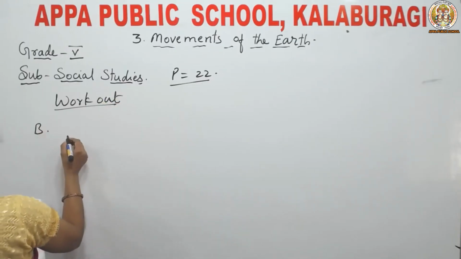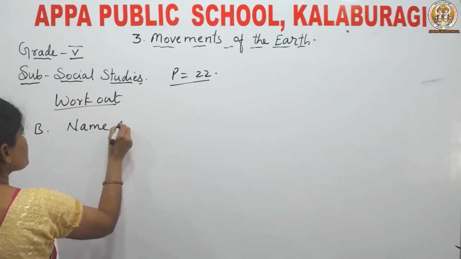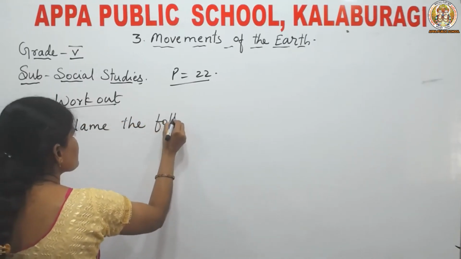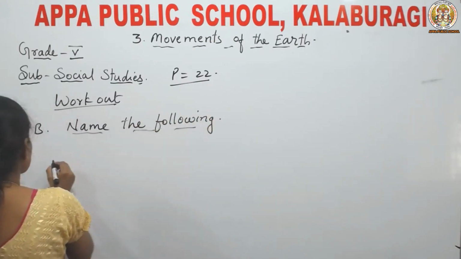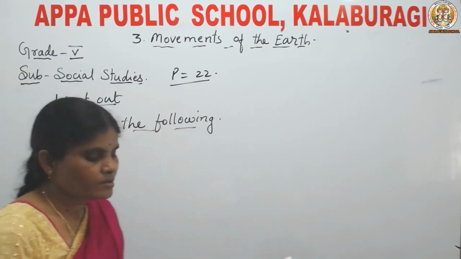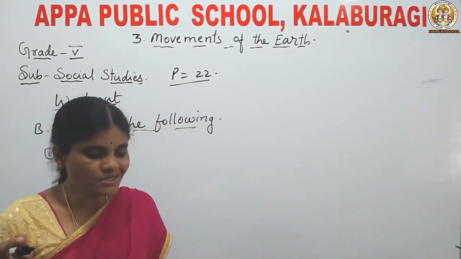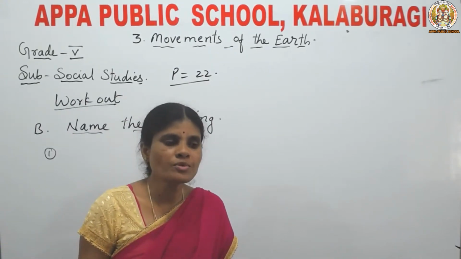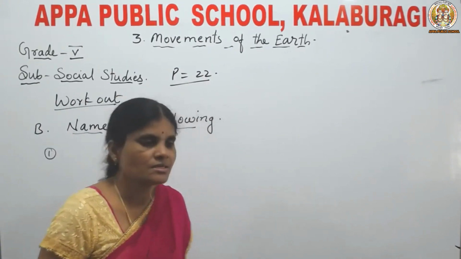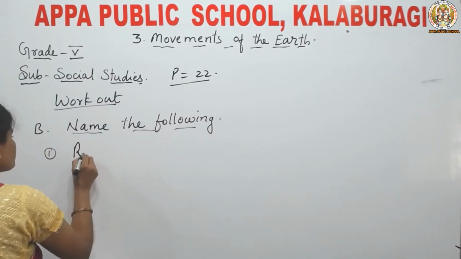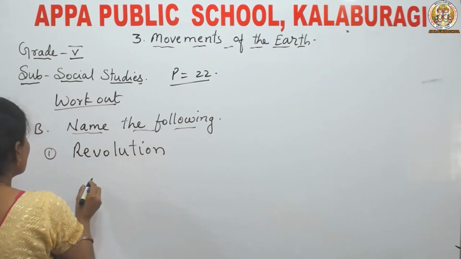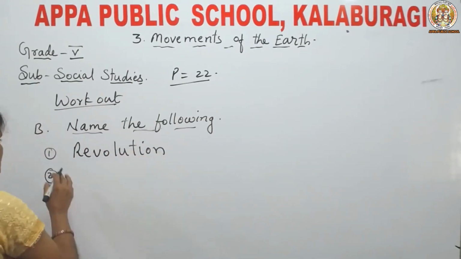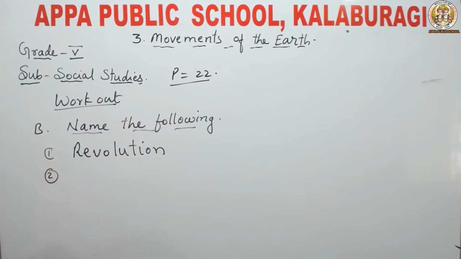Bit number B. Name the following. First one. The movement of the Earth that causes seasonal changes. The movement of the Earth which causes seasons is called revolution. Revolution of the Earth causes seasons.